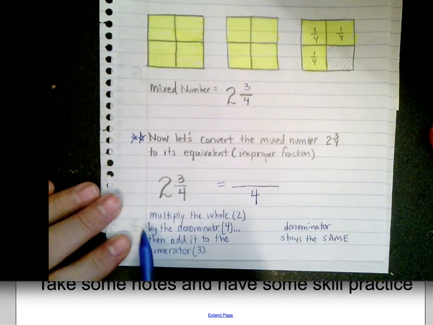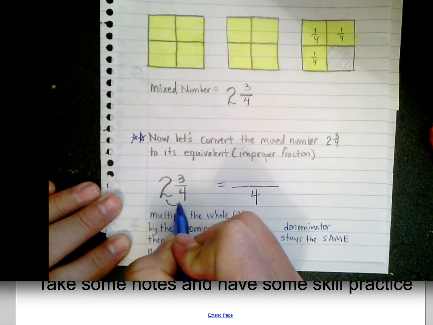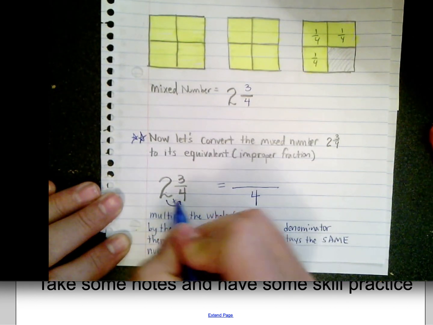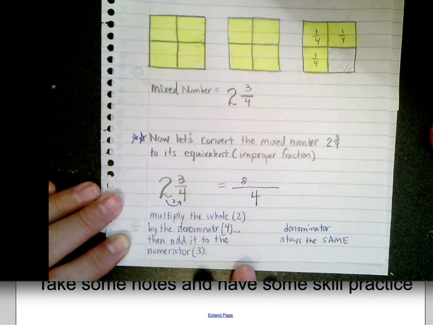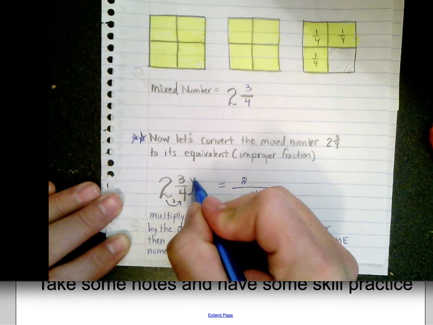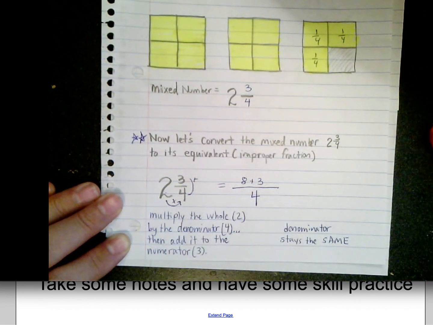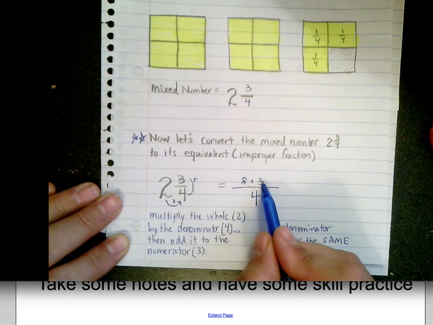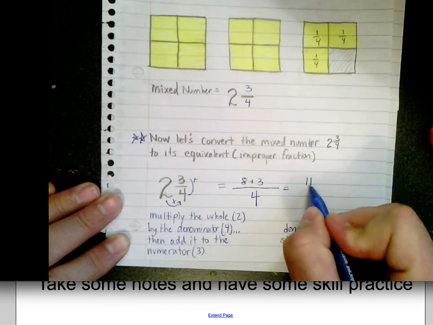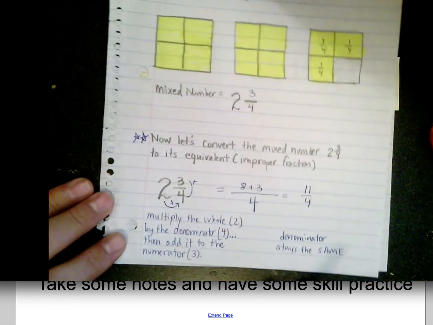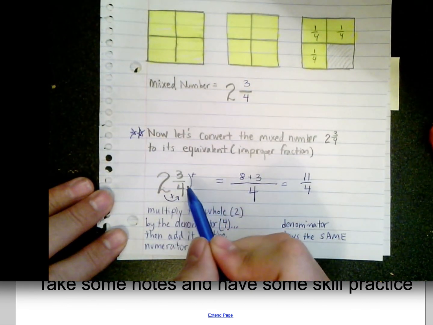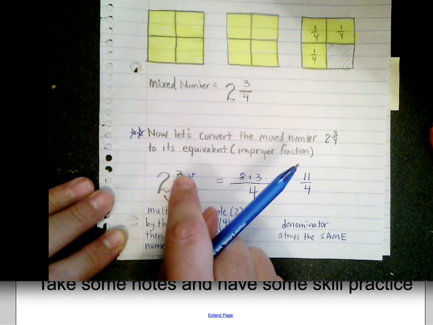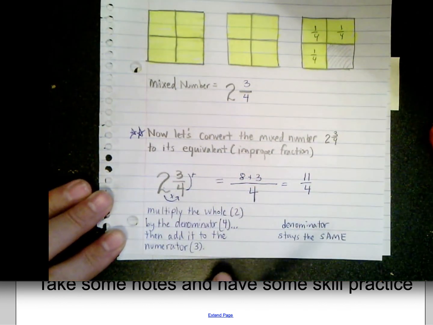So what we're going to do, and here's the rule here, is we're going to multiply the whole number by the denominator. So 2 times 4 is 8. I'm going to put that over here. And then I'm actually going to add the numerator. So 2 times 4 plus 3. 8 plus 3, that would be 11, and the denominator stays the same. Multiply and add. If you want to go ahead and touch the screen, multiply and add. And you can write it over here as an equation.